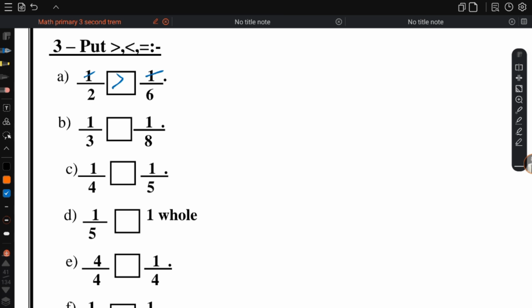Okay, 1 over 3 and 1 over 8, like numerators. The greater fraction is the one that has a smaller denominator. Like this, 1 over 3. Okay, 1 and 1 here. So the greater fraction is the one that has a smaller denominator.